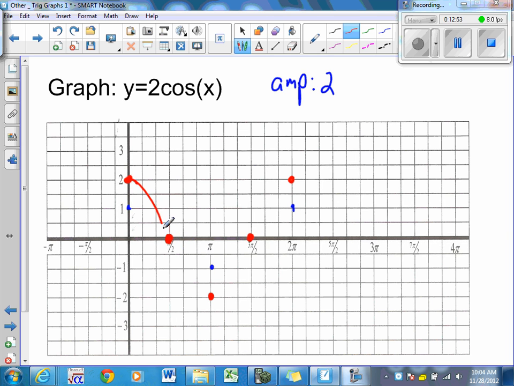So now we connect the dots, a nice curved line, and there is the graph of 2 cosine.